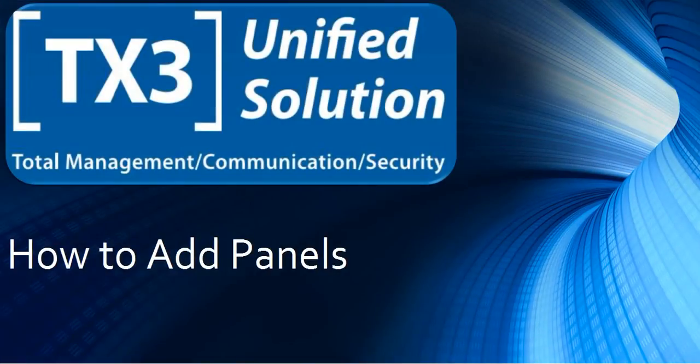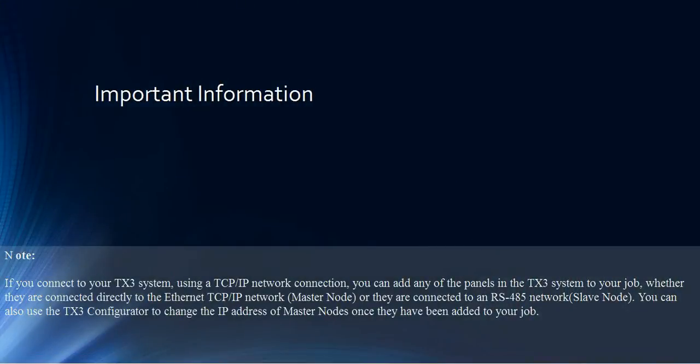How to add panels. Important information. If you connect your TX3 system using a TCP/IP network connection, you can add any of the panels in the TX3 system to your job, whether they are connected directly to the Ethernet TCP/IP network or they are connected to an RS-485 network. You can also use a TX3 configurator to change the IP addresses of the master nodes once they have been added to your job.